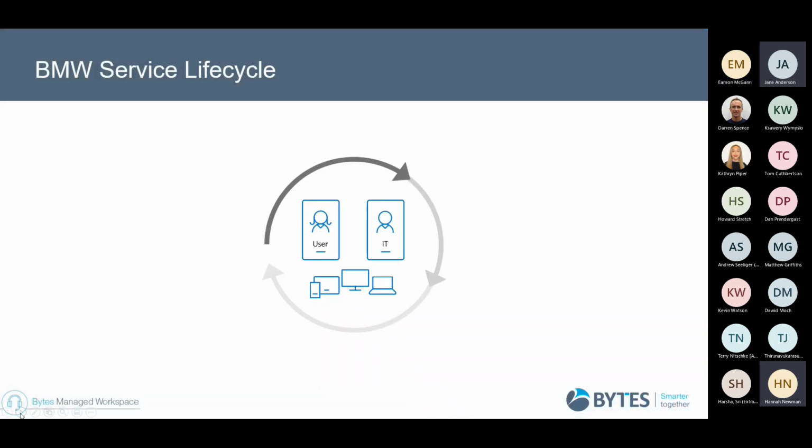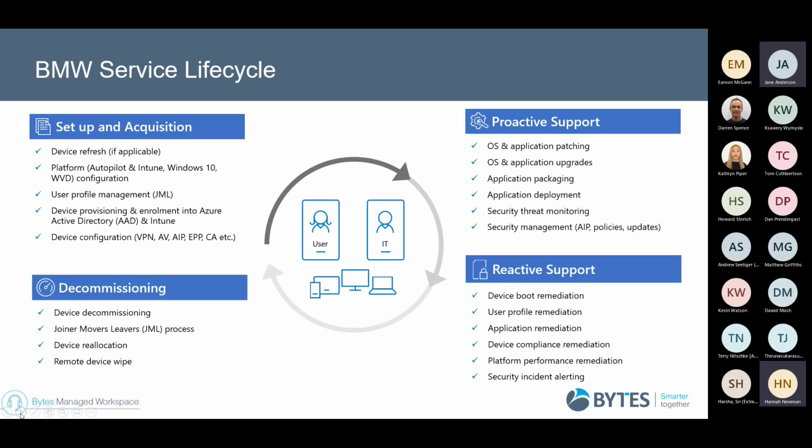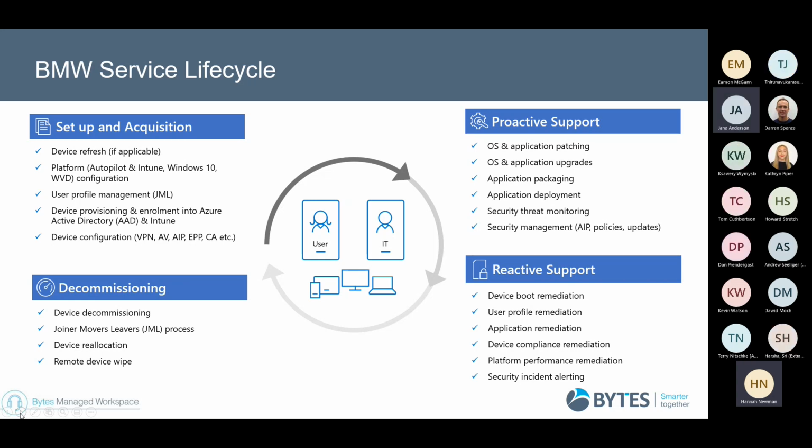So when considering the life cycle of a device and a user, we've broken down the BMW service into 4 key areas. Step 1 is the setup and acquisition. This can consist of a device refresh if required, and configuring the existing estate that you have. We work with the JML process, we enroll devices into AAD and Intune, and we set up any third-party infrastructure that might be needed.